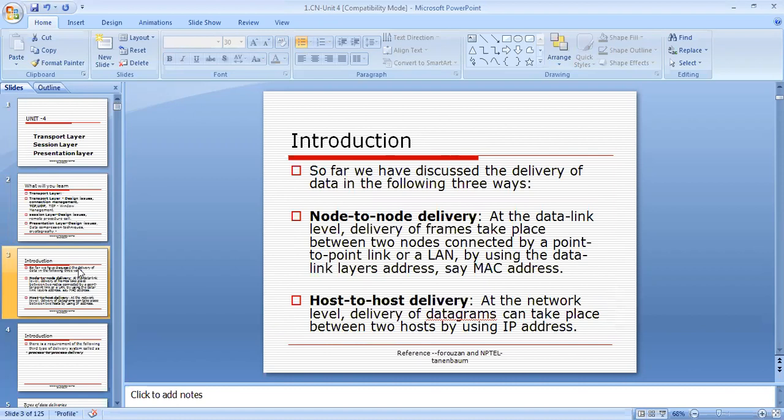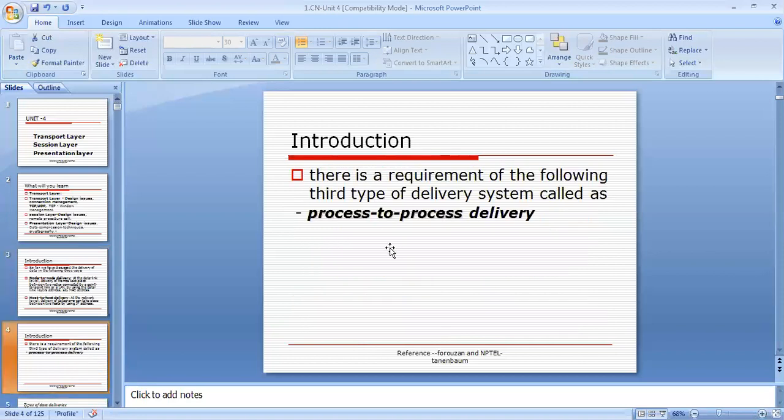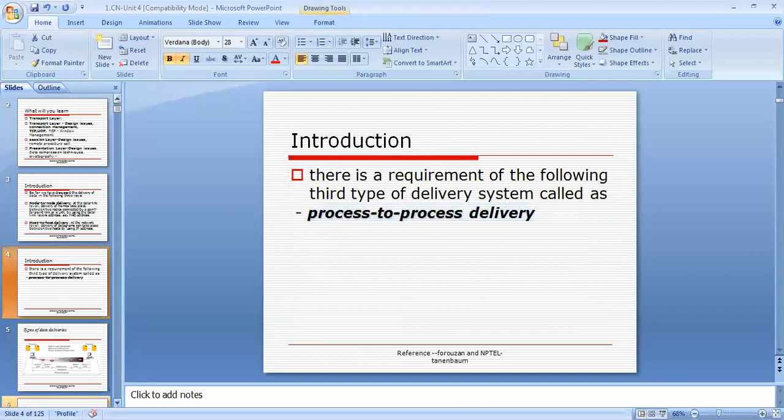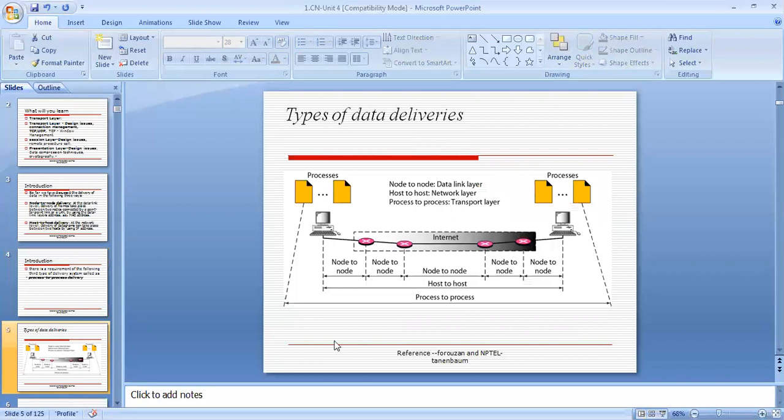So when we talk about the communication or delivery of the packet, our communication is basically considered in three parts. First one is called node to node delivery. Second one is called host to host delivery, and third one is called process to process delivery. So I'm going to explain these three terms from one diagram. I have taken this diagram from Forouzan's book.